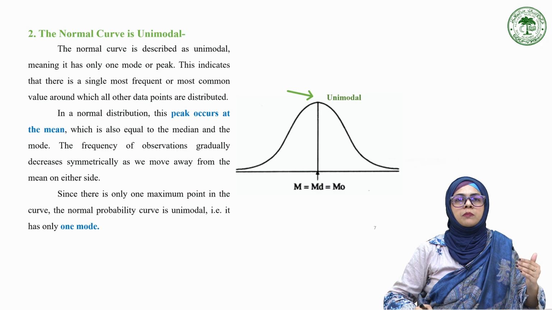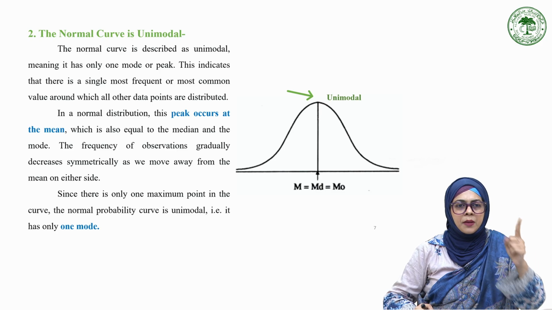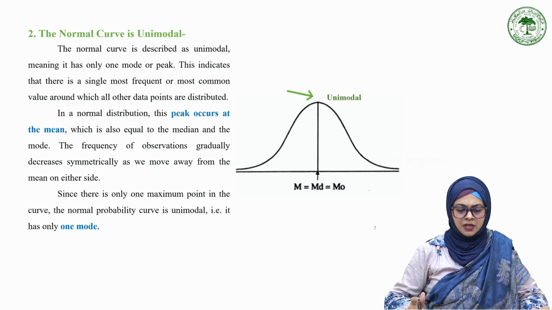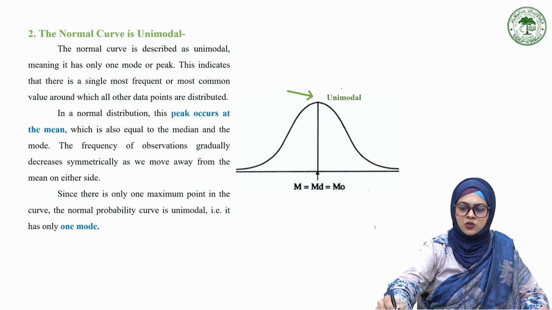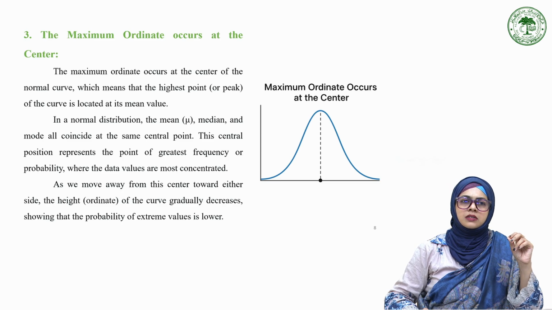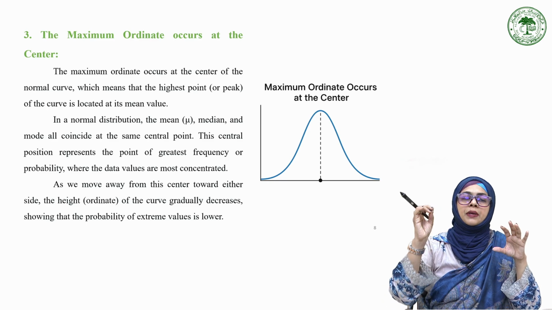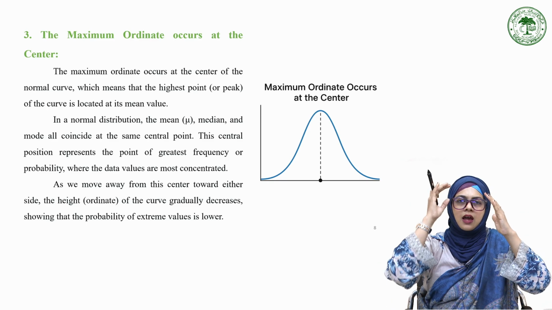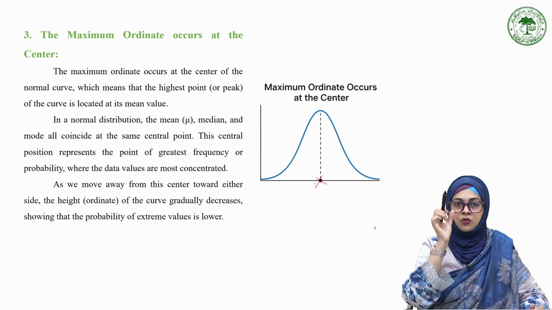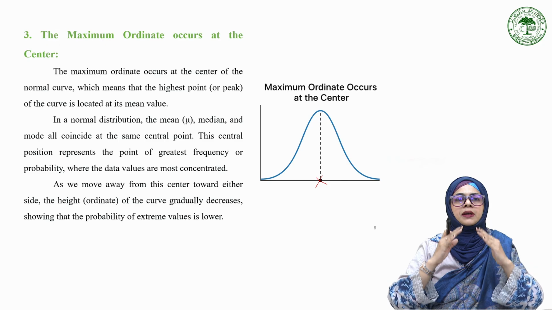What does unimodal mean? The peak occurs at the mean. There is only one peak or one maximum point in the curve. The normal probability curve is unimodal because it has one mode. So the maximum ordinate occurs at the center. That means the maximum ordinate, the highest point of the peak of the curve, will be located at its mean value. This will be exactly at the center. It will not be at the left side, not at the right side, but at the center.